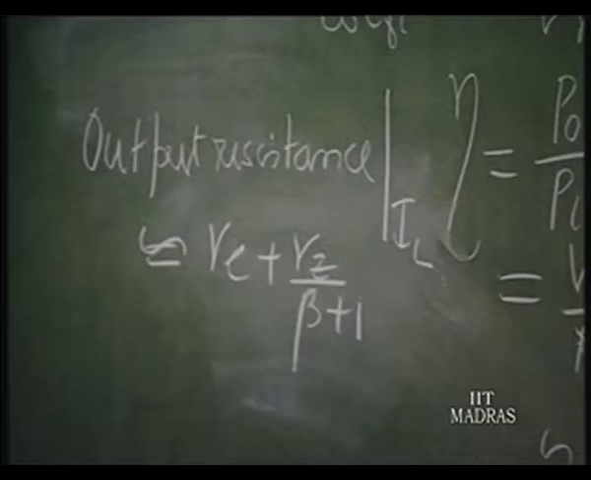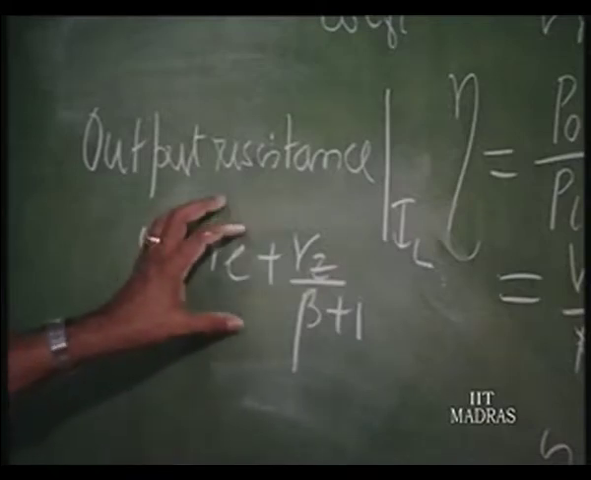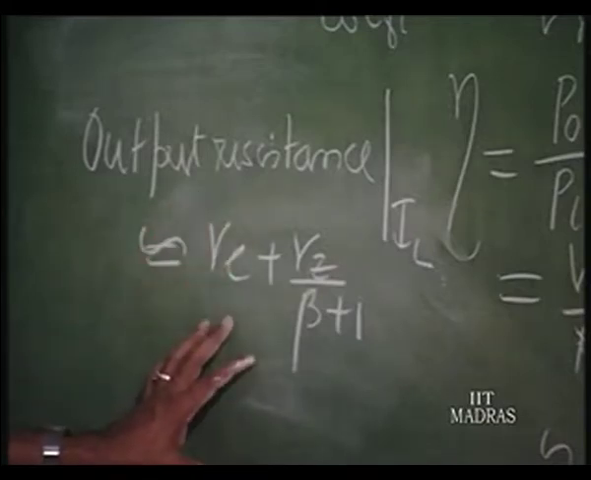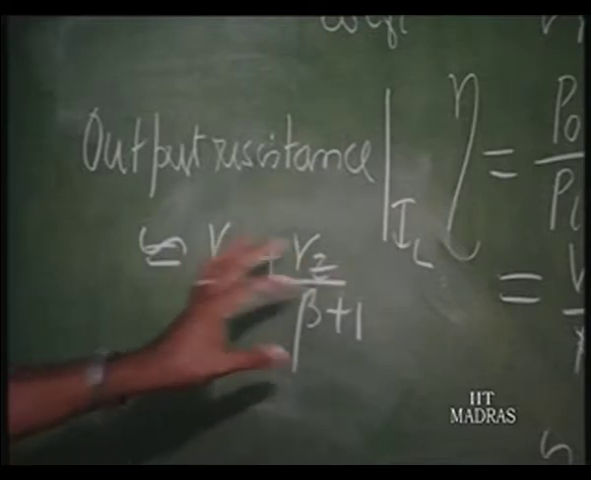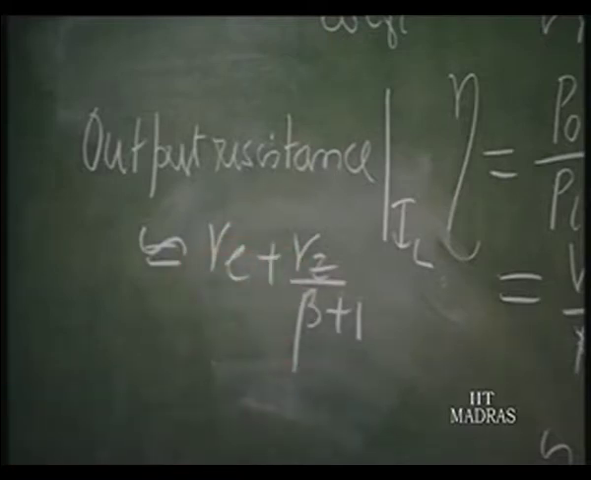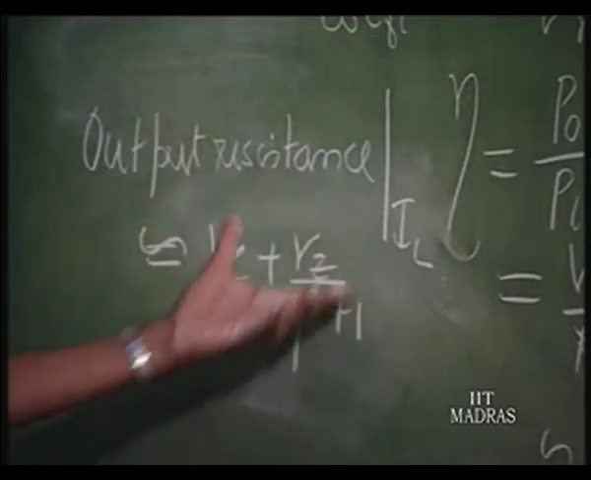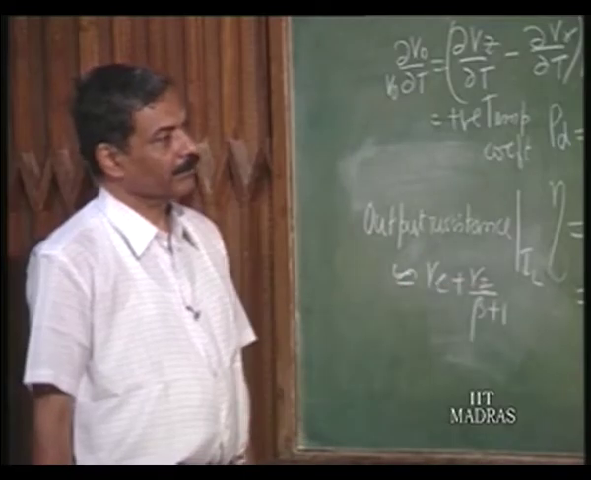Vt by IL is what Re is. Rz is going to be of the order of tens of ohms. So, this is pretty low output impedance.